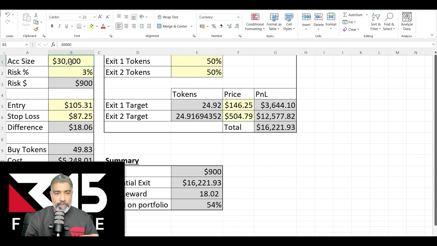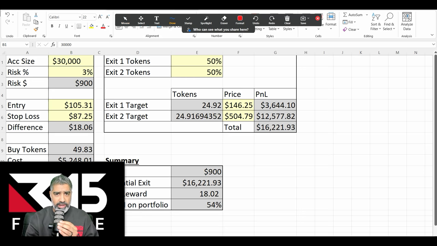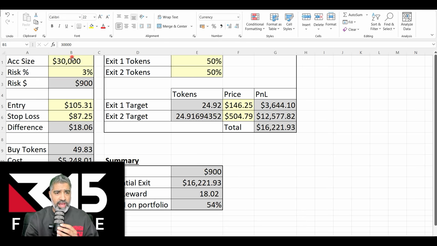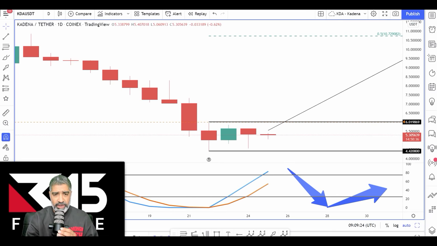So we're using an example with KDA, 30,000 account size. That's what we're saying here. Let me just pull up this annotation. There we go. 30,000. We're going to risk 3% to find out if we're right. 3% of 30,000 is 900. Entry price. So now let's use KDA. So this was for Solana the other day. We say our entry order is 6.01.